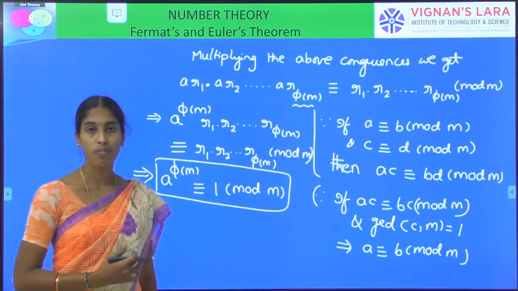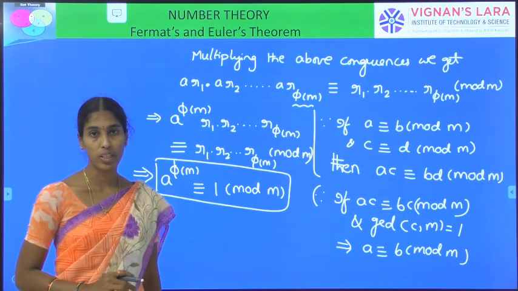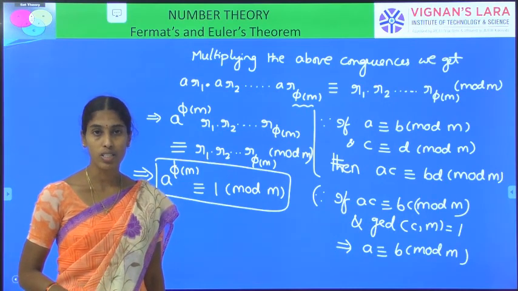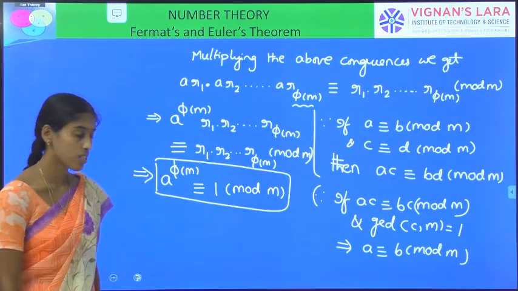The second half, which is number theory, is also completed. Right? In the next class, we will see unit 4, which is recurrence relations.